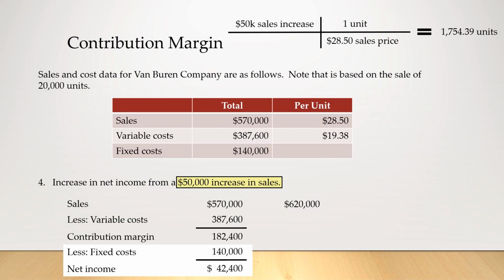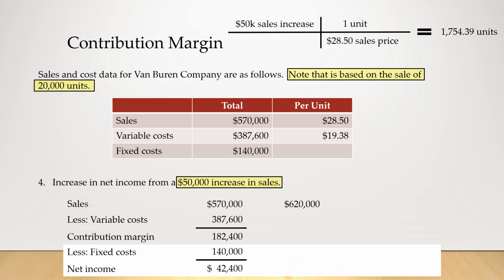Note that the data in the table is based upon a sale of 20,000 units. This means the total units sold would be 21,754.39 units. If you multiply this new total by the sales price per unit, the total sales revenue reconciles to that $620,000, rounded of course. Variable costs would increase to $421,600. The total units sold multiplied by the variable cost per unit of $19.38.